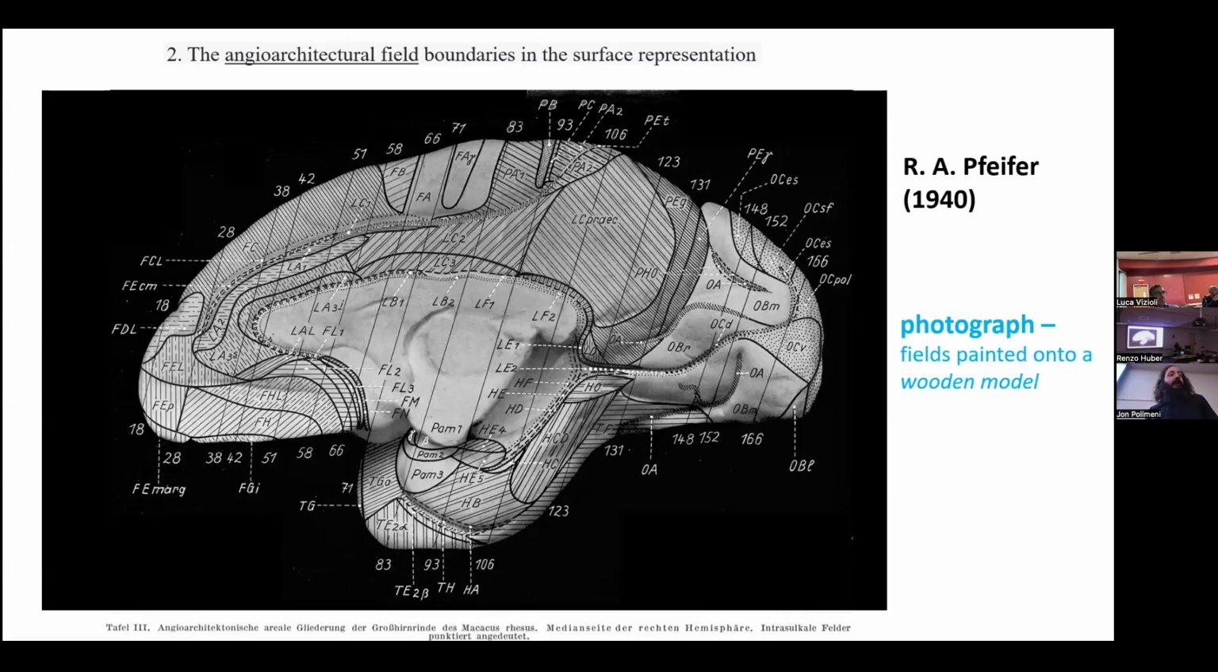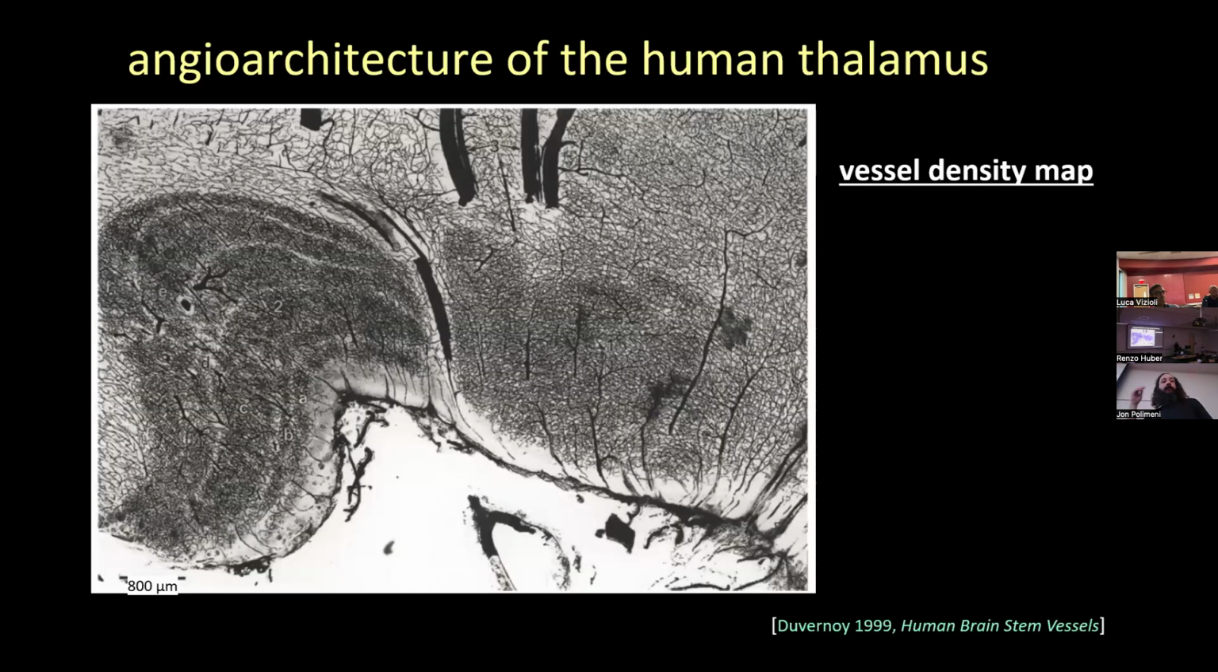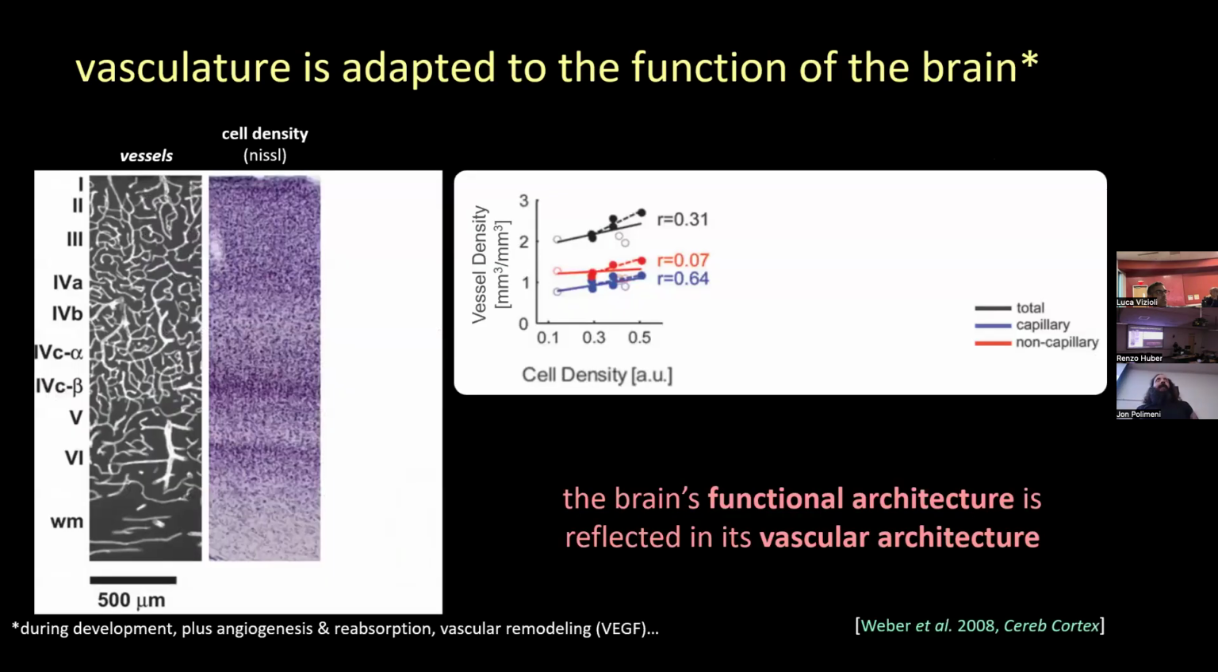This distinct angioarchitecture also extends beyond the cerebral cortex. Just one quick example, looking at a layered structure in the thalamus, the lateral geniculate nucleus: in this vessel density map we see high vascular density that corresponds to the different cell layers of the LGN. It makes sense. We know that the vasculature is there to deliver energy to the neurons, so it makes sense that the vascular architecture would resemble the energetic needs of the cortex. The vasculature is really adapted to the function of the brain.